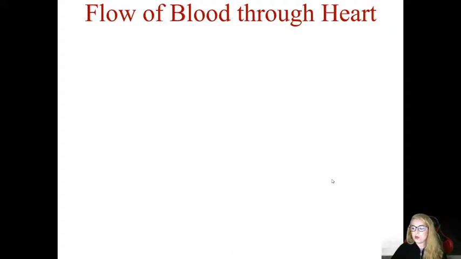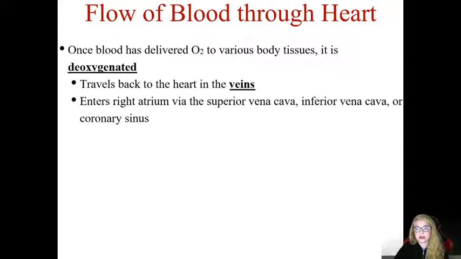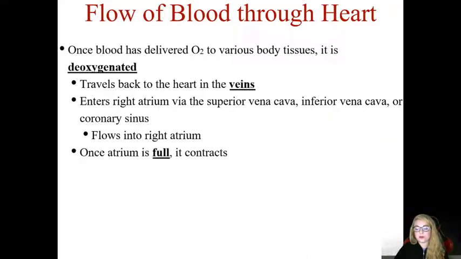Okay? And so once blood has delivered its oxygen to the various body tissues, as I said, it's deoxygenated. It's already given up its oxygen, and now it needs to travel back to the heart in the veins, where it can get ready to be oxygenated again in the lungs. And so the blood will travel back to the heart, to the veins, and enter into the right atrium via the superior vena cava, the inferior vena cava, or the coronary sinus, and it will flow into the right atrium. Once the atrium is full, it's going to contract, and that blood will flow through the tricuspid valve into the right ventricle.